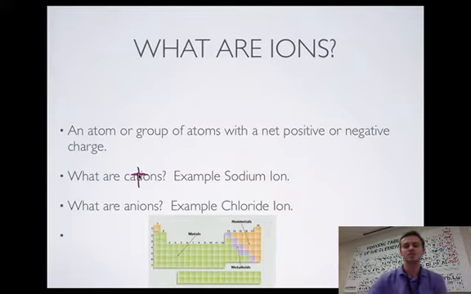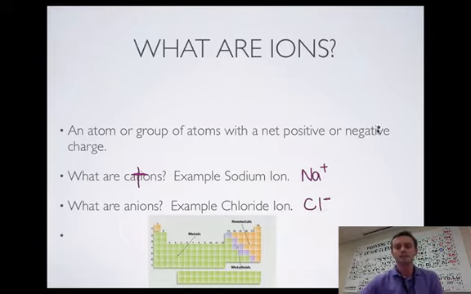So they're positively charged ions. Sodium is an example, and we represent it with its positive charge. It's got a positive charge of 1. And anions are negative. I can't draw anything cute there, but they are negative. An example would be the chloride ion. These are just from my periodic table.